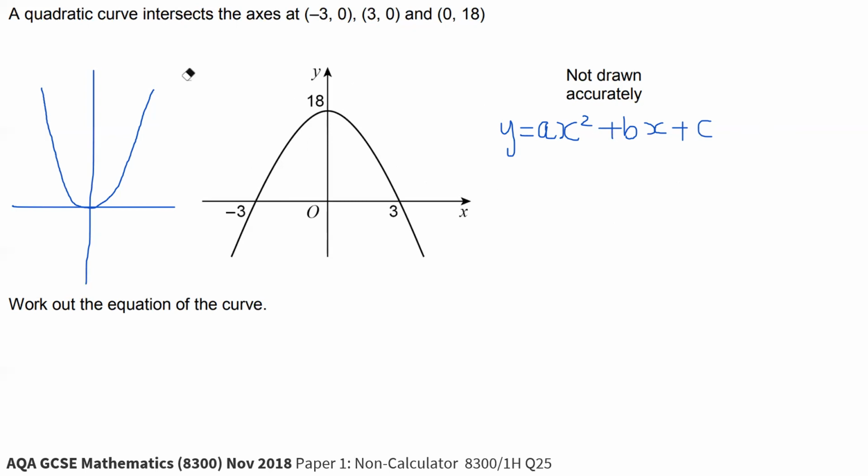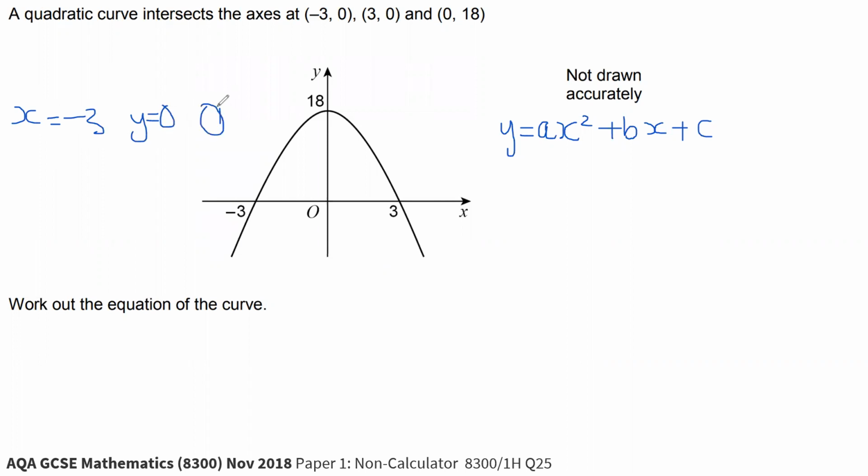So if we've got 3 different points, at the first point we know that when x equals -3, y equals 0, and we'll call this number 1. We've then got another point where we know that if x equals 3, y equals 0, and we'll call this number 2. And then the last point is where x equals 0, the point where it crosses the y-axis. We've got y equals 18, and we'll call this number 3.